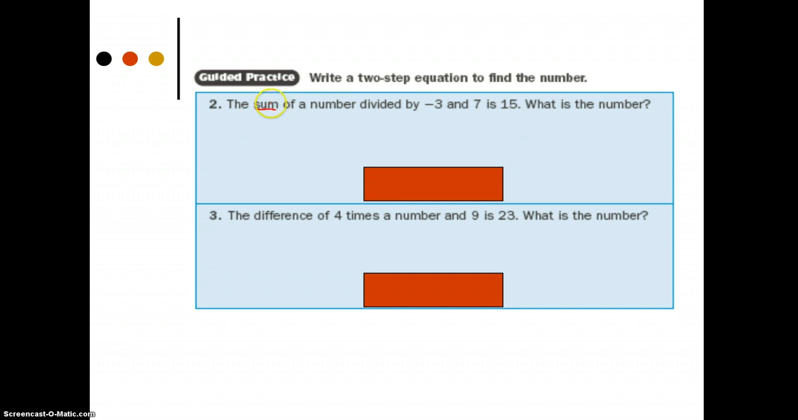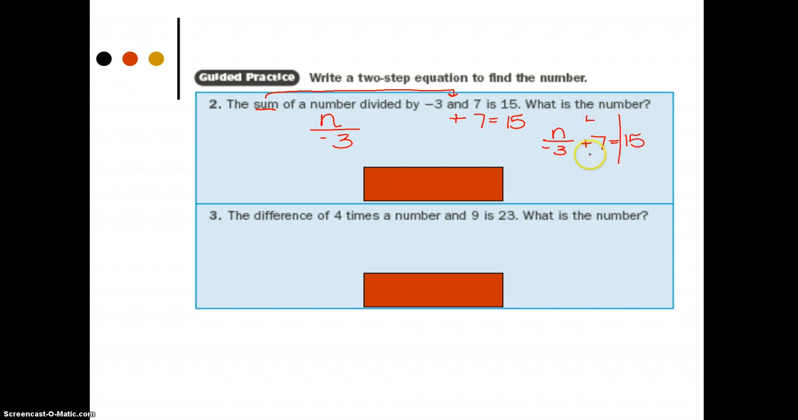Sum means to add. We look for the word and, this is where we put our addition. I'm just going to write the symbols and the numbers underneath where they are. So the sum, we already put the and. Let's go back. A number, let's use n this time, divided by, now I'm going to use a fraction bar, negative 3, and, that's the plus, 7 equals 15. So what you have here is n divided by negative 3 plus 7 equals 15.